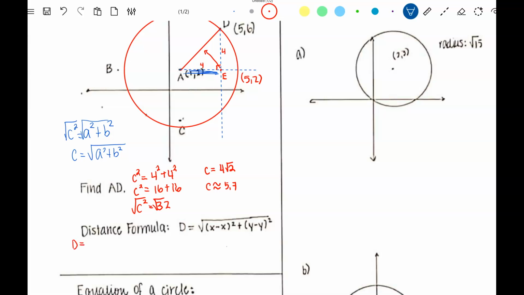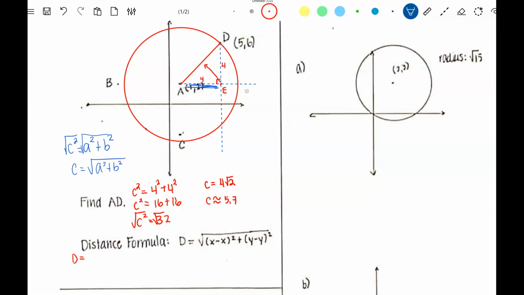So d equals, now we're not talking about using point E anymore. We're talking about the distance between A and D. So square root. I subtract the x's, 5 minus 1, and I subtract the y's, 6 minus 2. 5 minus 1 is 4. 6 minus 2 is 4. And you'll see we're getting the exact same thing. So the distance between A and D is 4 square root of 2, or about 5.7.